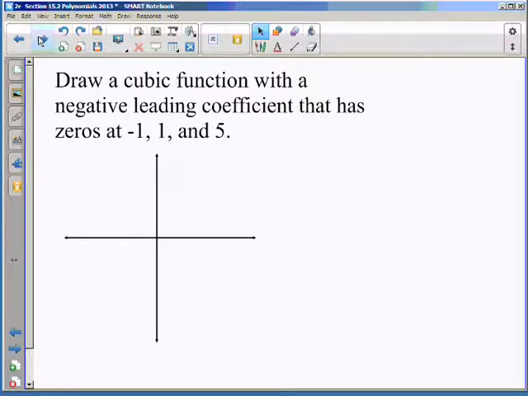Try this one. Draw a cubic function with a negative leading coefficient that has zeros at negative 1, 1, and 5. Go ahead and hit pause. Okay, something like this would work.